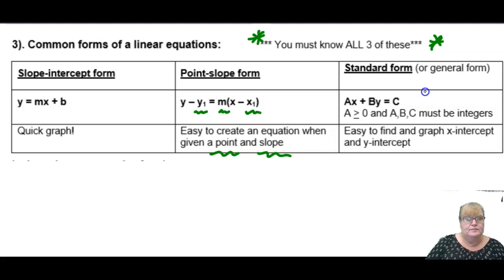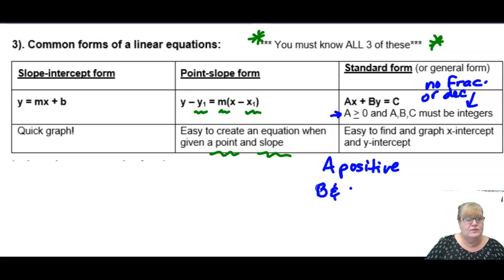Standard form is really picky. It's a pain in the neck. It's a pretty form because there's no fractions ever, okay? Integers means no fractions or decimals. And it says here A has to be greater than 0. So A has to be positive. B and C can be negative. Only the A has to be positive.